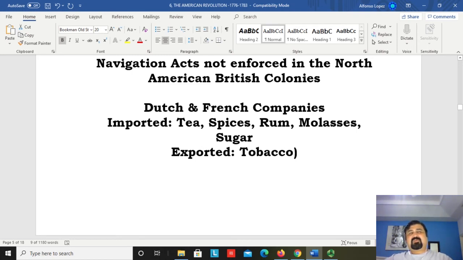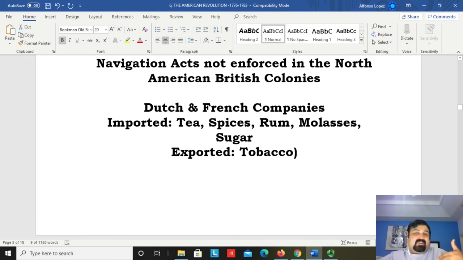So very often what we see is that they're buying things like tea, spices, sugar, molasses, for example, rum as well. Those products are not produced in the colonies. They have to be imported. So the colonies do not produce spices, teas, rum, molasses, and sugar. They have to be imported, okay?